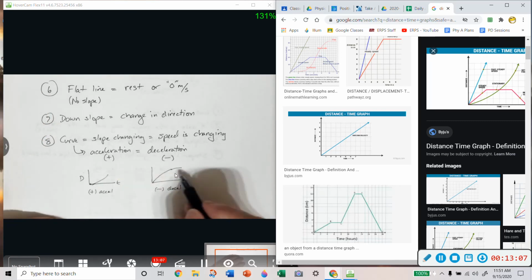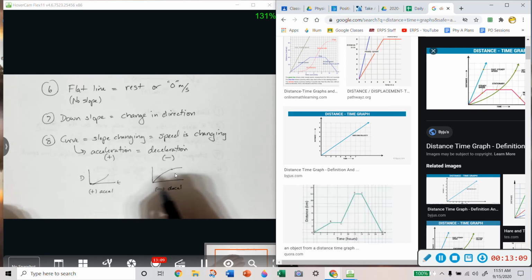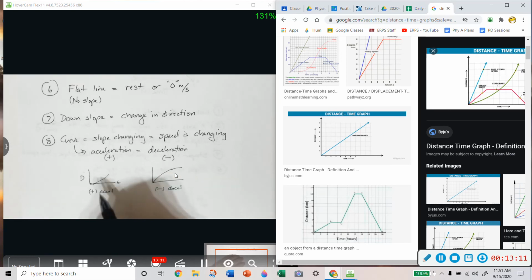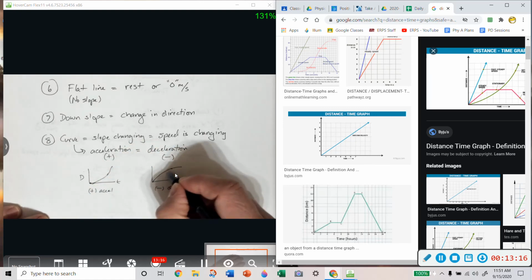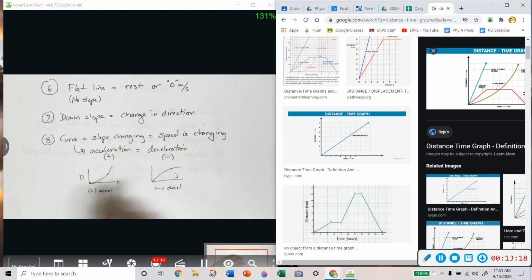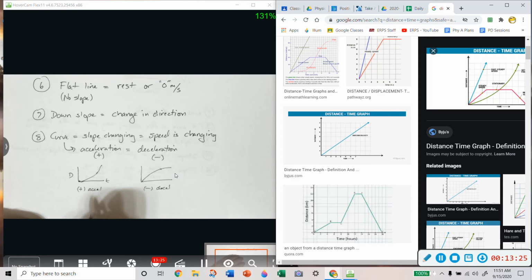So curvature on the line can mean positive or negative, but you've got to be careful. You've got to look at the beginning and the end. Is it getting steeper? If it is, you're accelerating. If it's getting shallower and flatter, you're decelerating. So it's not a very hard thing to understand. Just make sure you're watching the angles and that kind of stuff.